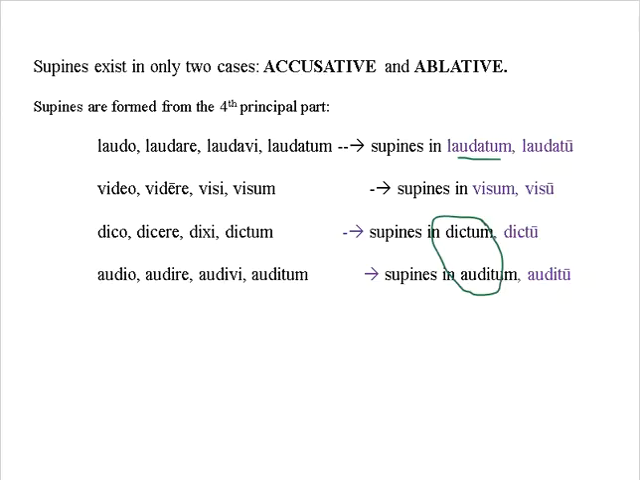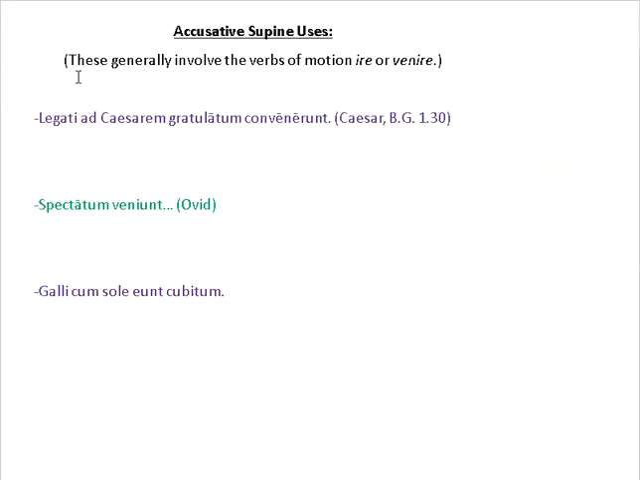So, check out some of the uses of these. The accusative supine uses are almost always confined to verbs of motion, and generally that will be with a form of ire. You might remember eo, ire, ivi, itum, or venire, venio, venire, veni, ventum. Note that you'll use one of these forms of the verb. Alternatively, you might have a compound form, as you do right here, convenerunt. Note that your simple form of the verb doesn't have con in here. It's simply venerunt, but convenerunt, they came together.